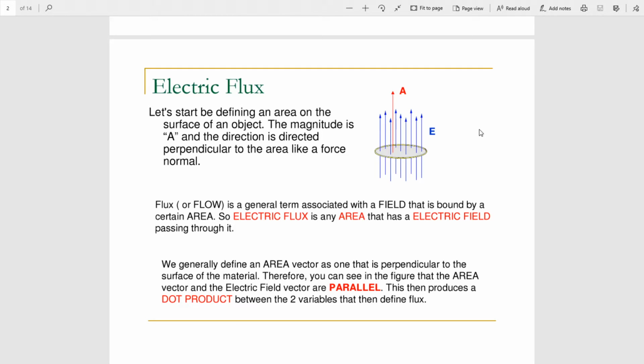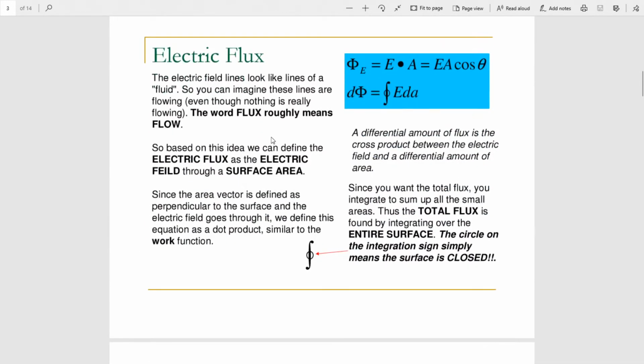If we defined an area vector as perpendicular to the surface of a material, then the area vector and the electric field vector would be parallel. So that gives us a dot product between the two variables that gives us flux. So our electric flux, even though nothing's moving, is sort of like the flow of these electric field lines through a surface area, which we can model with the dot product. Your electric field dot area.